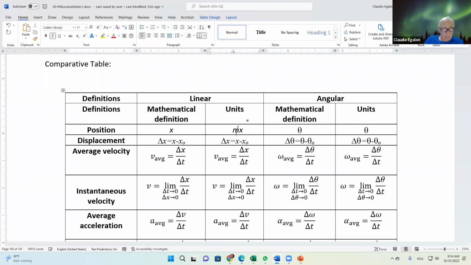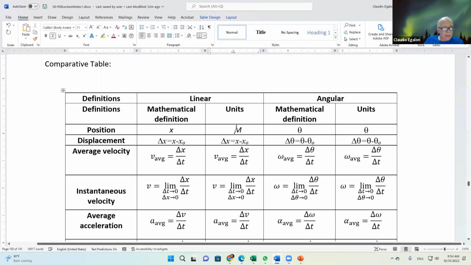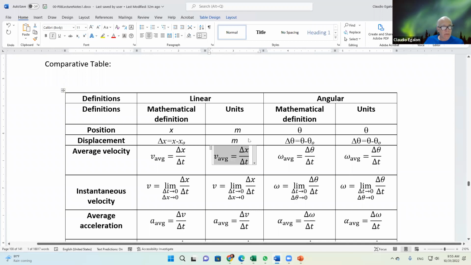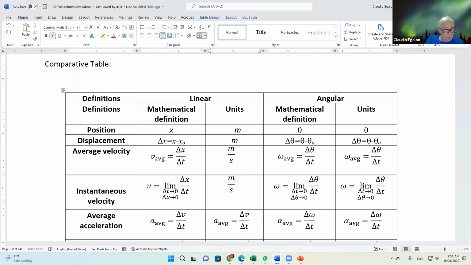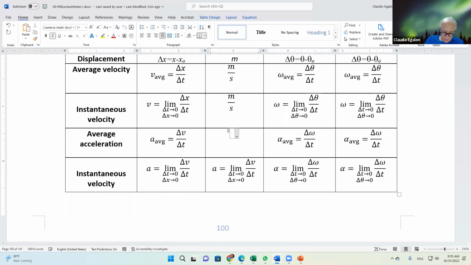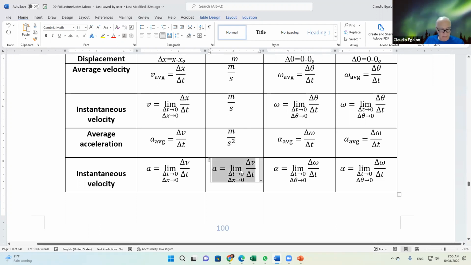What are the units for position? Is the meter. The unit for delta X is also the meter, the unit for average velocity is going to be meters per second. The unit for instantaneous velocity is going to be meters per second. The unit for average acceleration is going to be meter per second squared. And we have the same unit here for the instantaneous acceleration.